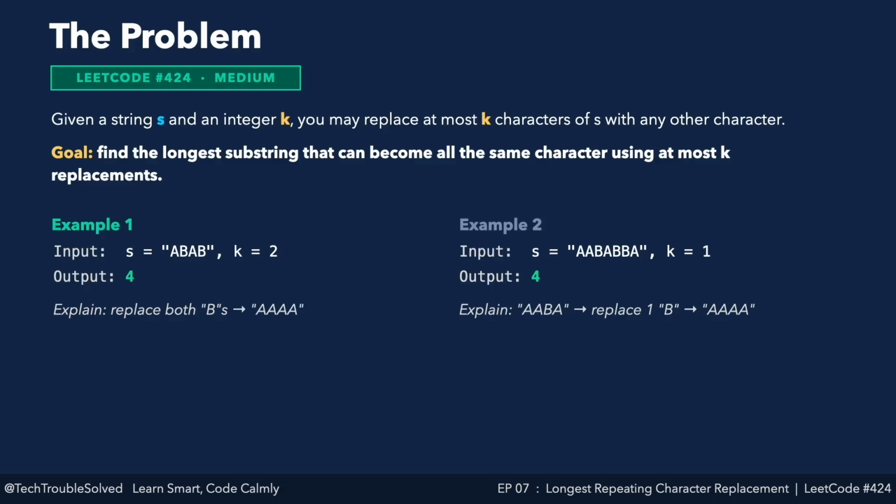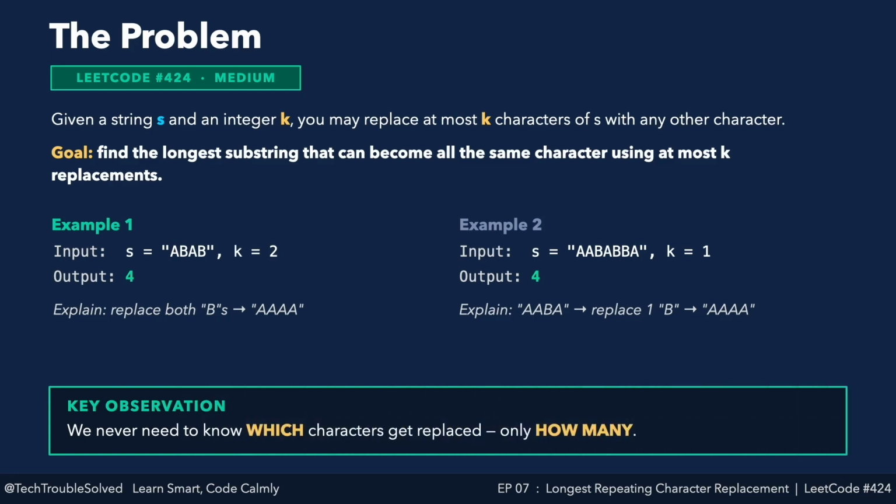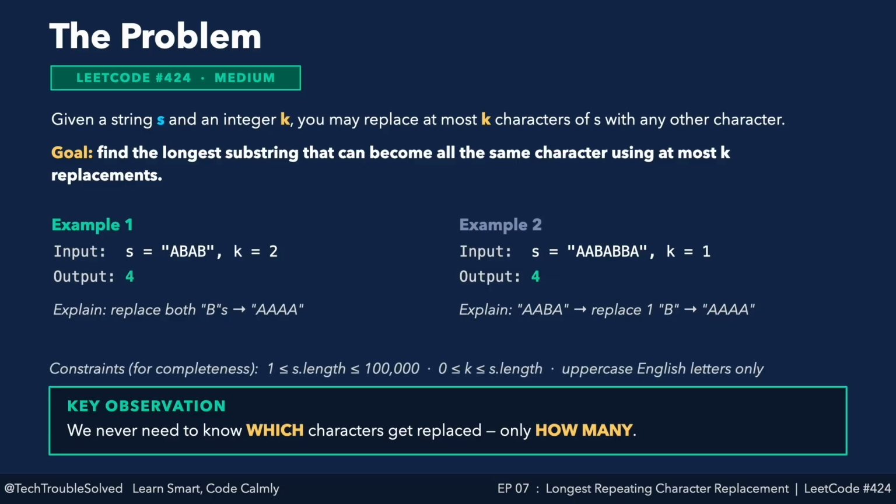And here is the shift that makes this solvable. We never need to know which characters get replaced, only how many. That one idea is what makes this solvable in a single pass. Constraints: string up to 100,000 characters, uppercase only. That's all those numbers are doing.